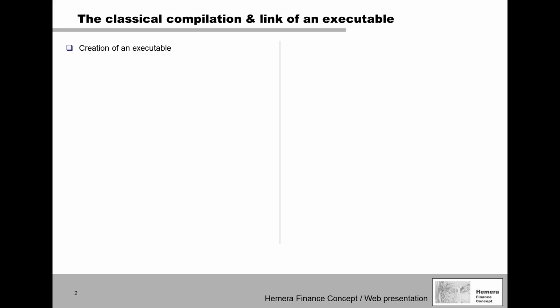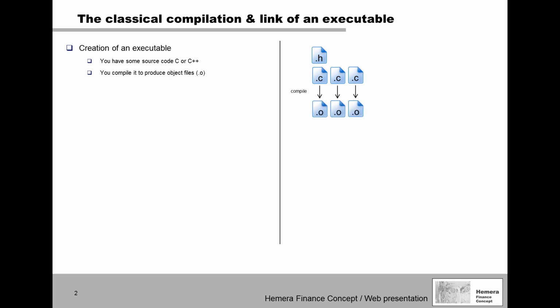So, to create an executable file, you start with some source code, here represented as .h and .c files. C++ files are not represented here, but are a proper alternative. You need to compile the files to obtain object files. Then, you have a library build-up process which results in the creation of either a static library with a .a extension or a dynamic library with a .so extension.